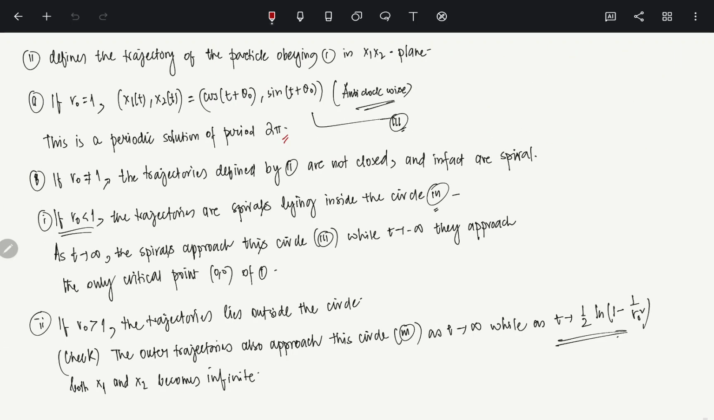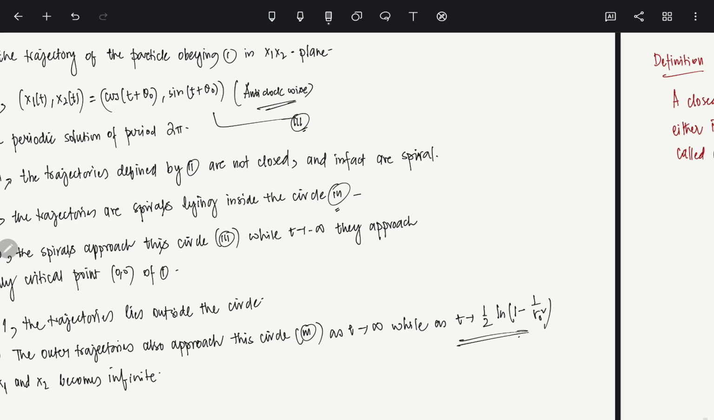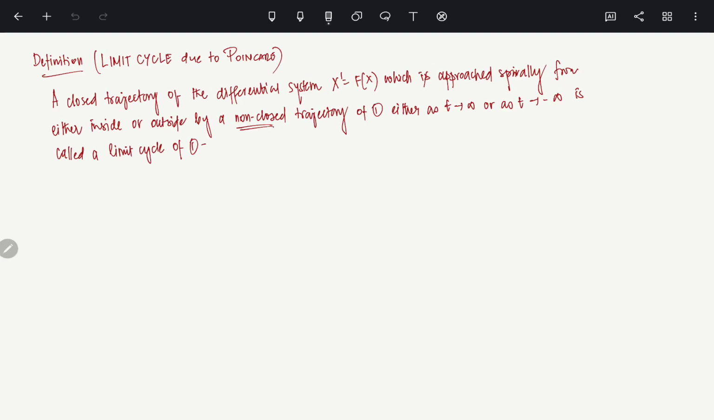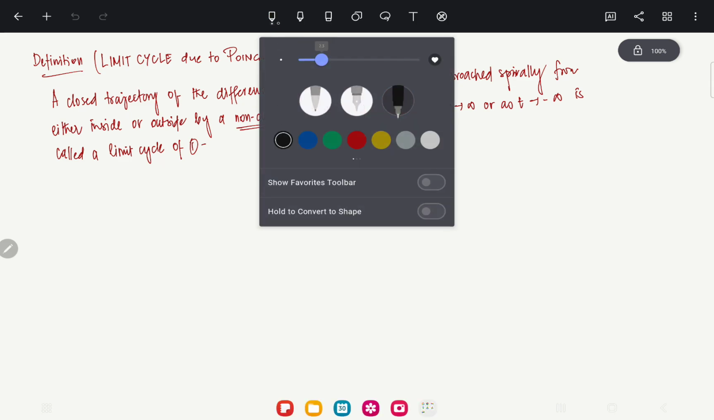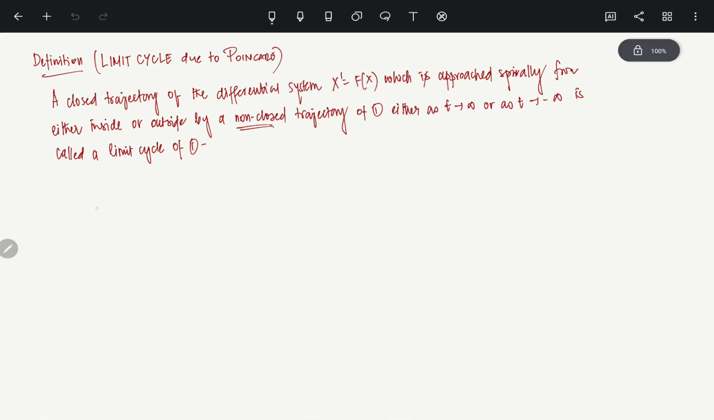Is it okay? So in this case, what is the limit cycle? This is the limit cycle. The closed trajectory which is being approached is the limit cycle. So that's the definition of limit cycle. Now we have a very important theorem. This theorem actually guarantees whether there exists a limit cycle or not. So let me give you the theorem.